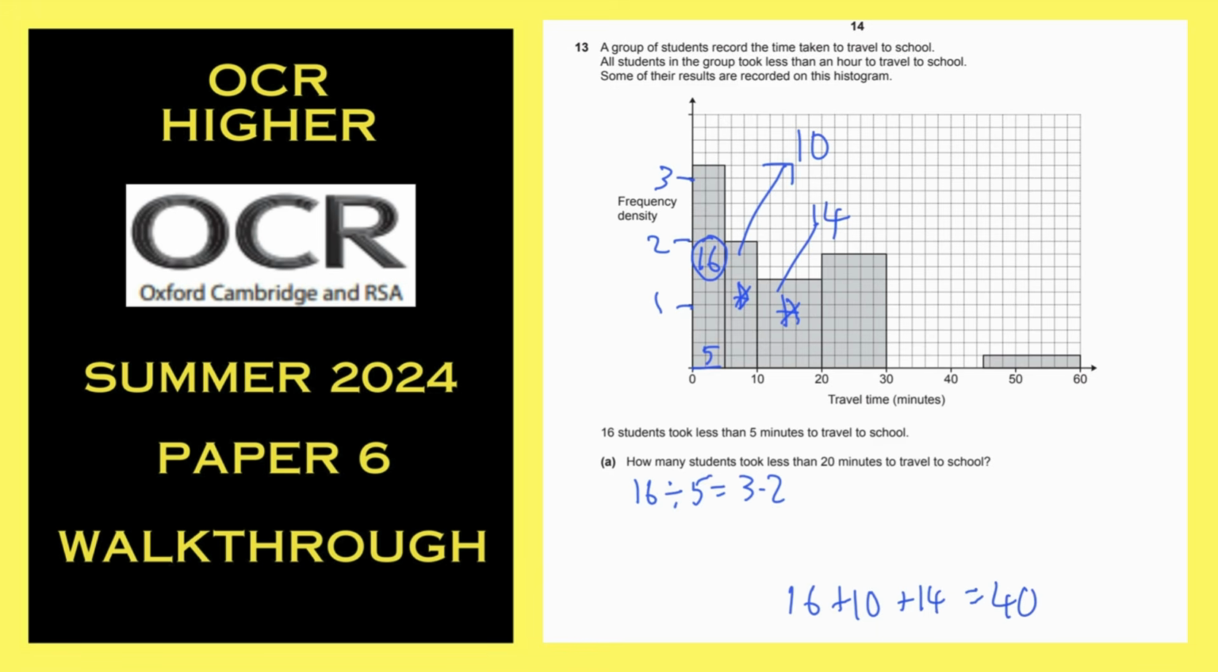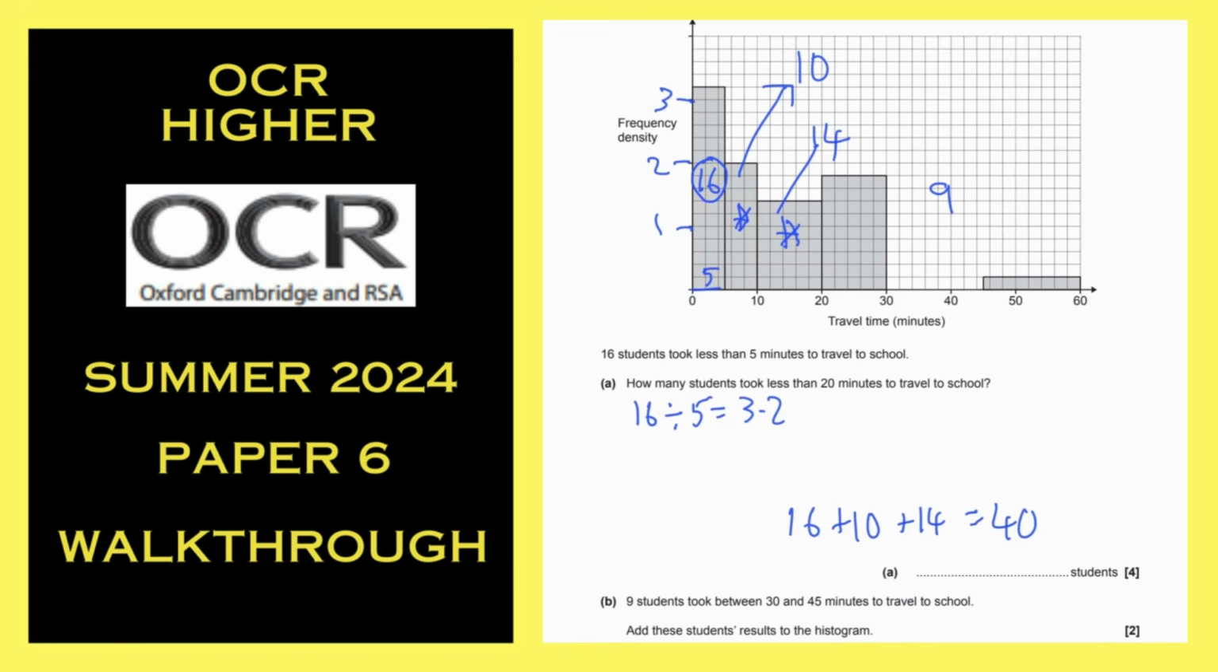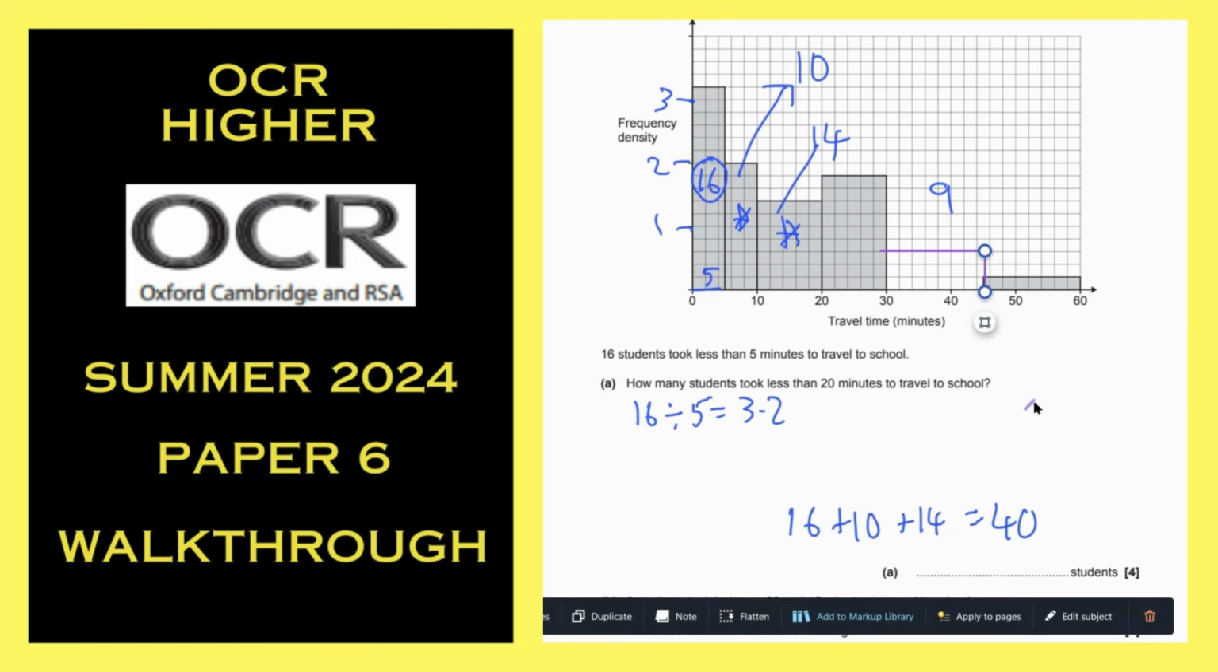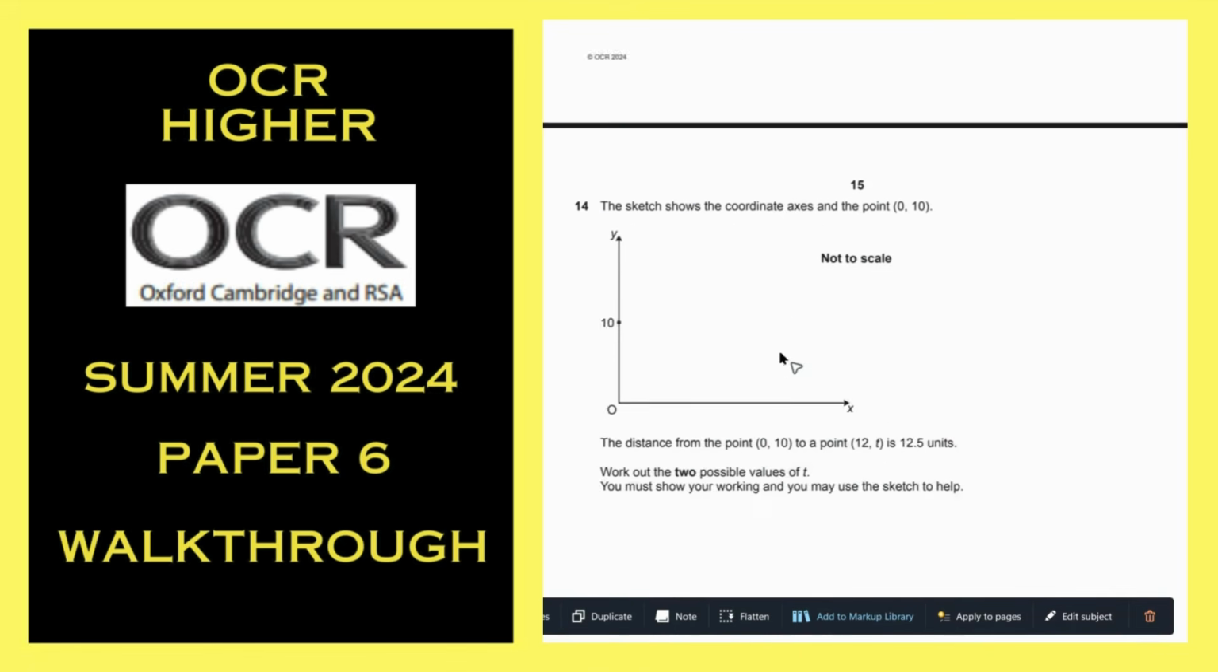40 students. 9 students took, there's 9 in this section here. So the area of this rectangle, which we need to draw, is 9. Its width is 15. To work out its height, you need to do area 9 divided by 15, which should give you 0.6. And there we go. Hope I make a decent job of that. Not the best. I'm sure yours will be a lot better.